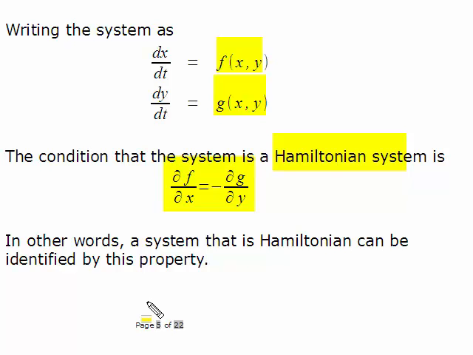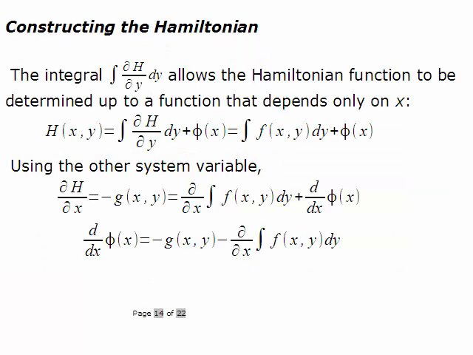There's a method to construct the Hamiltonian, and here's the method. You take the function f and you integrate it with respect to y. This will give you the Hamiltonian up to a certain unknown function phi, which is only a function of x. By taking a derivative and rearranging, you can get an expression for the derivative of phi of x in terms of g, the other equation of the system, minus the derivative of this integral.